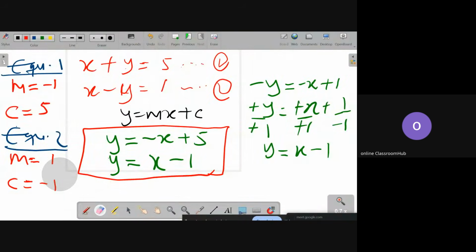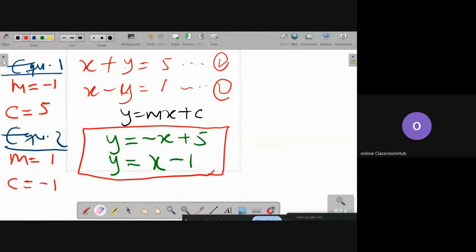Don't forget that you are going to use the M and the C to draw the line. So equation 1, our M is the same as what? Negative 1 over 1. I hope you agree. Because we know that the slope or the gradient is in the form change in y over change in x. So if you are having negative 1, it's the same as negative 1 all over 1. We know that every whole number is over 1. So fractionally, negative 1 is negative 1 over 1. The same way, the M for equation 2 is 1 over 1.